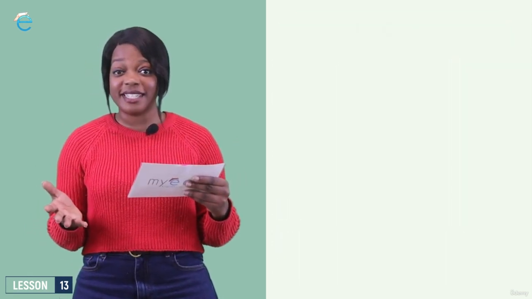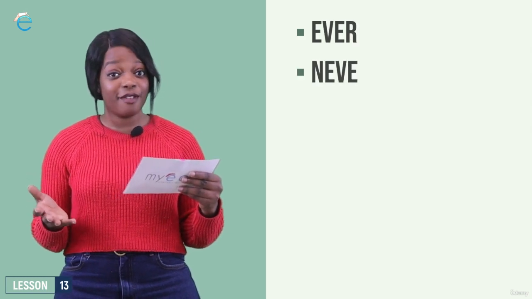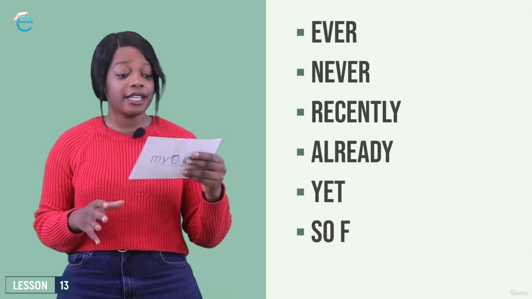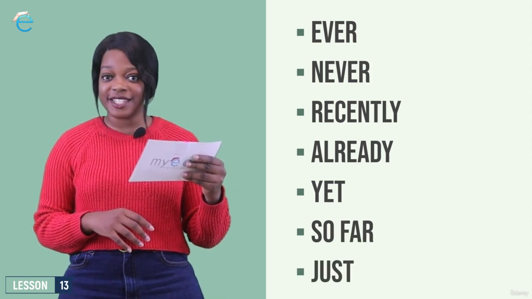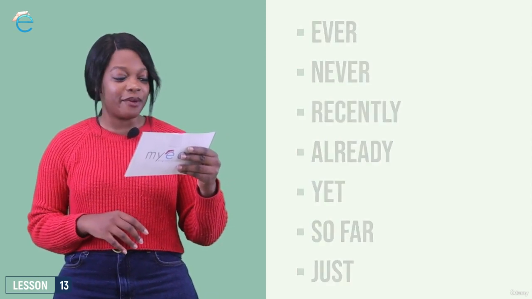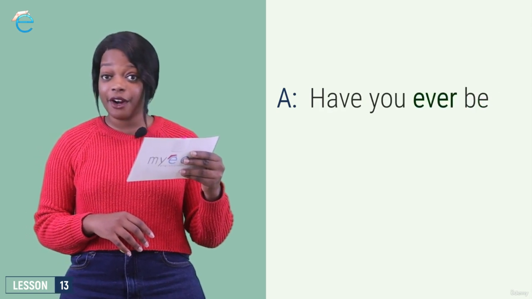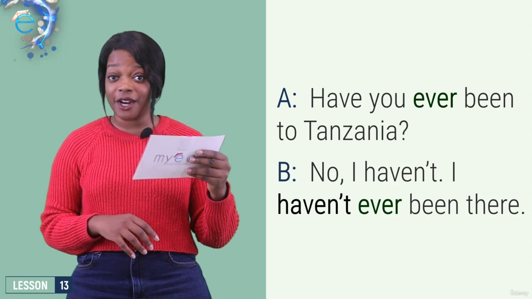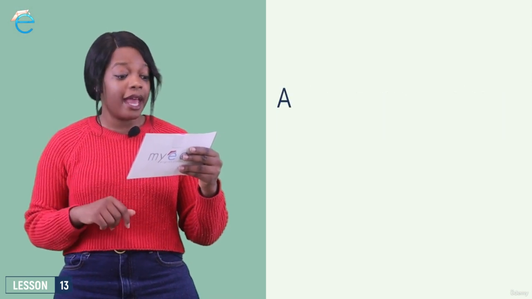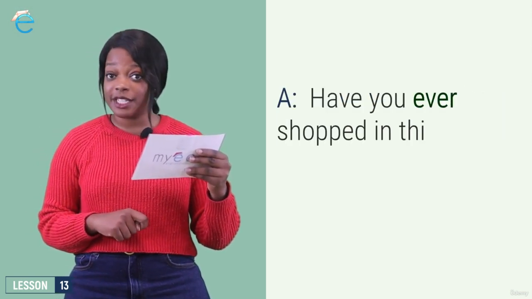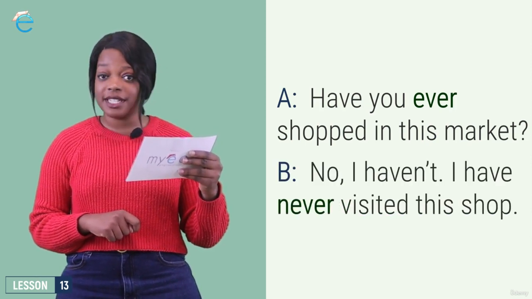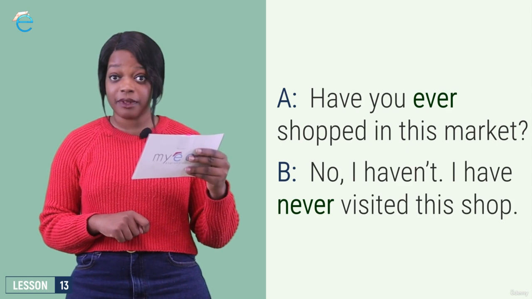Some other important time phrases include never, ever, already, recently, yet, so far, and just. The first example: Have you ever been there? No, I haven't. I haven't ever been there. 2. Have you ever shopped in this market? No, I haven't. I have never visited this shop.